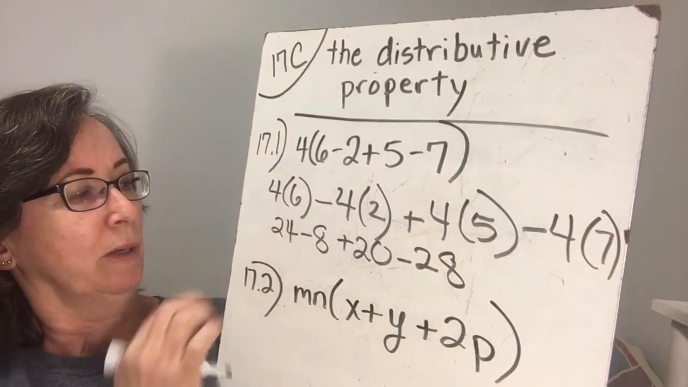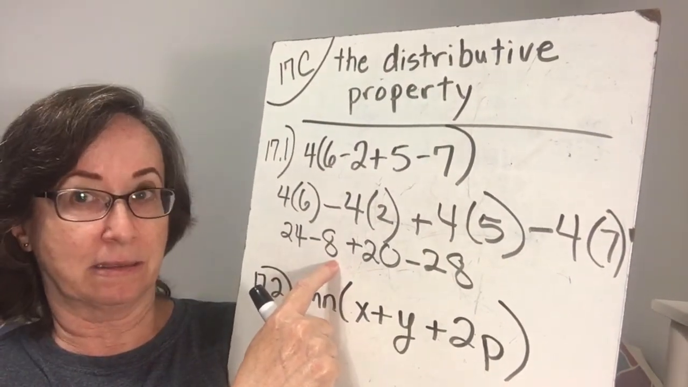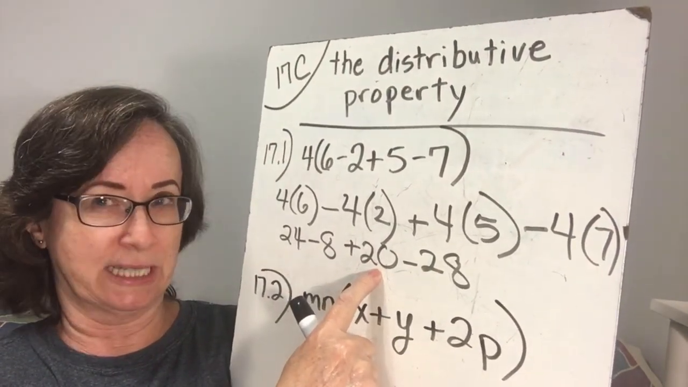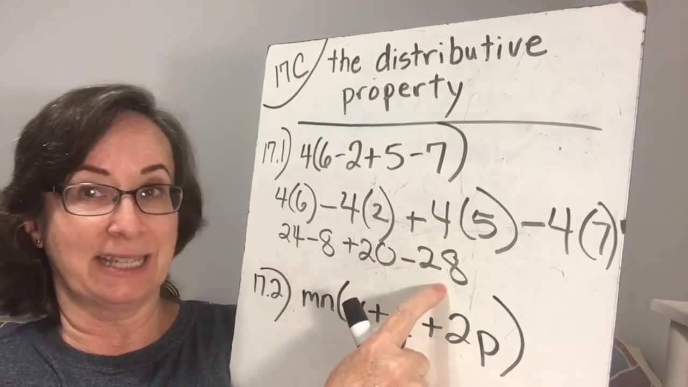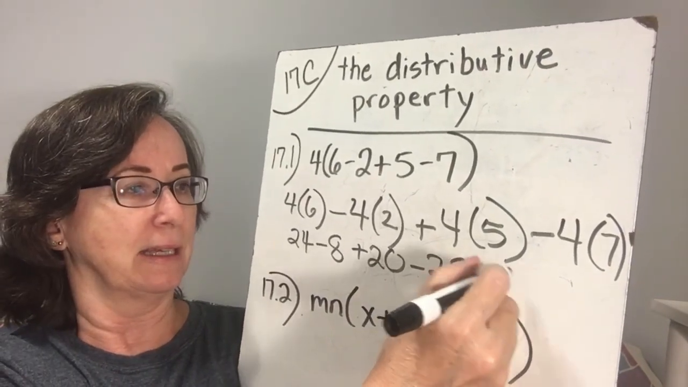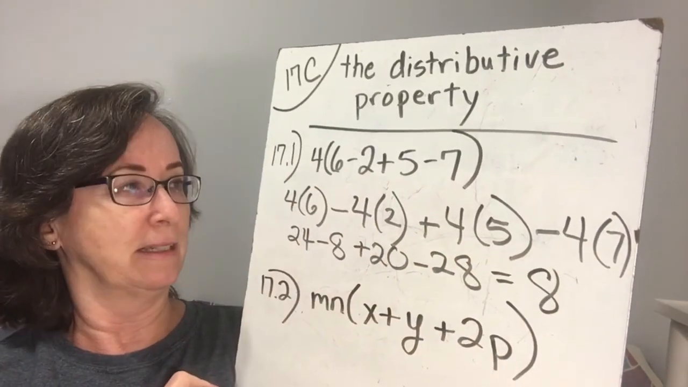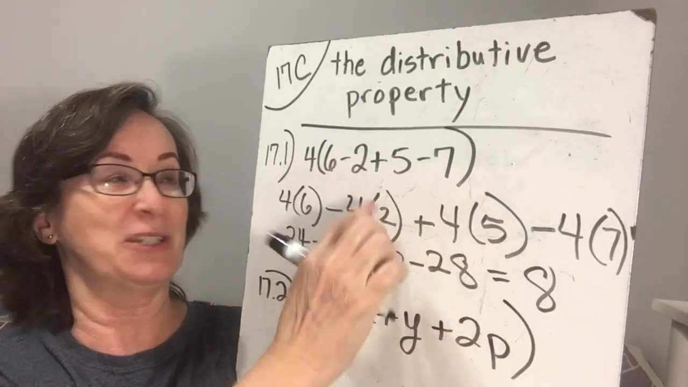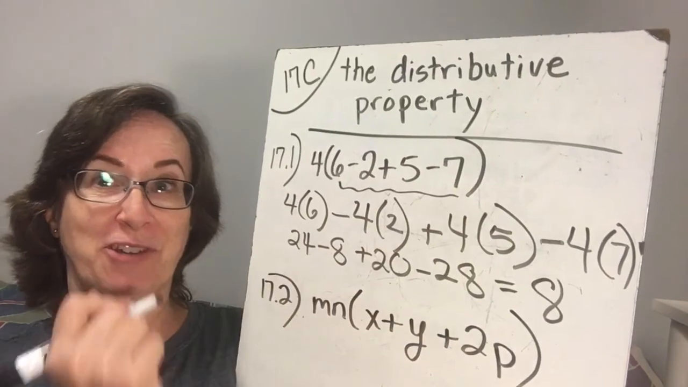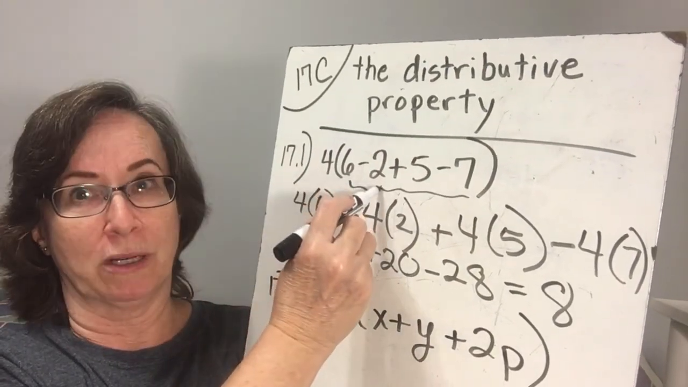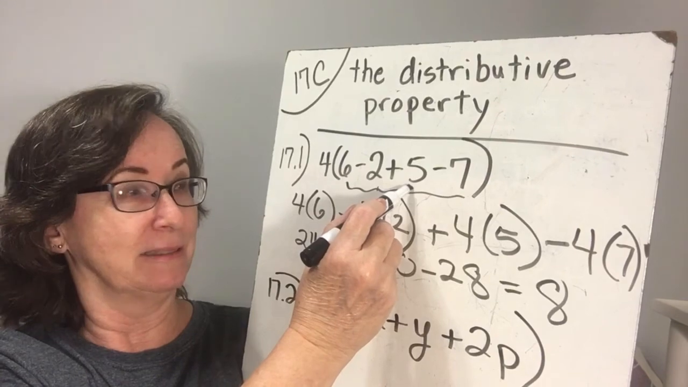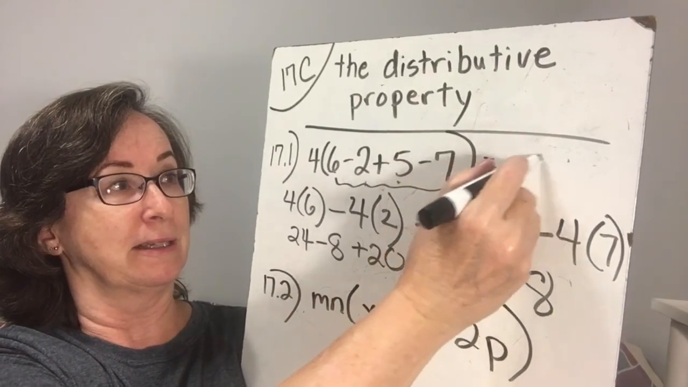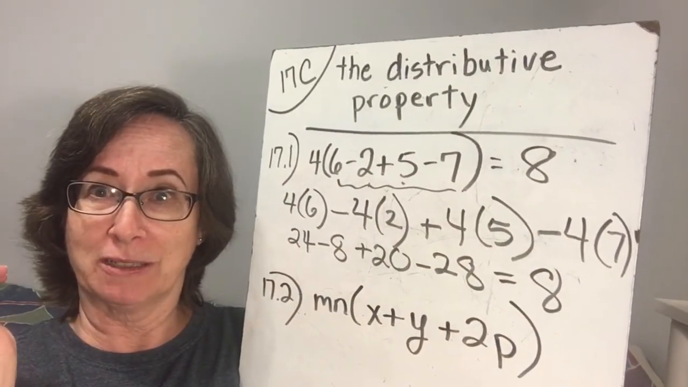Okay, so 24 take away 8 is going to be 16. And then 16 plus 20 is 36. And 36 take away 28 is 8. All right, so that was using the distributive property. Now let's just do everything in the parenthesis first. 6 minus 2 is 4. 4 plus 5 is 9. 9 take away 7 is 2. 2 times 4 is 8. That would have been much faster, right?